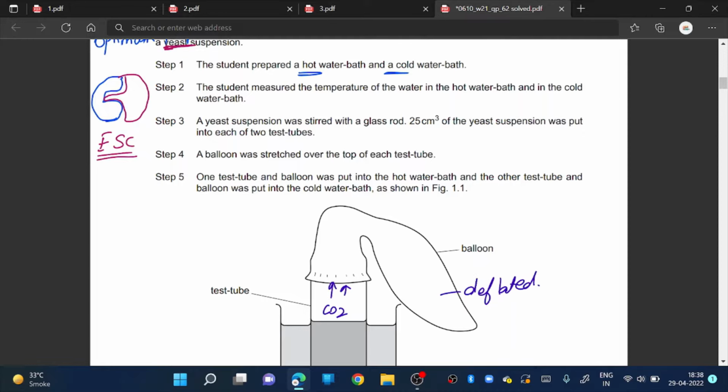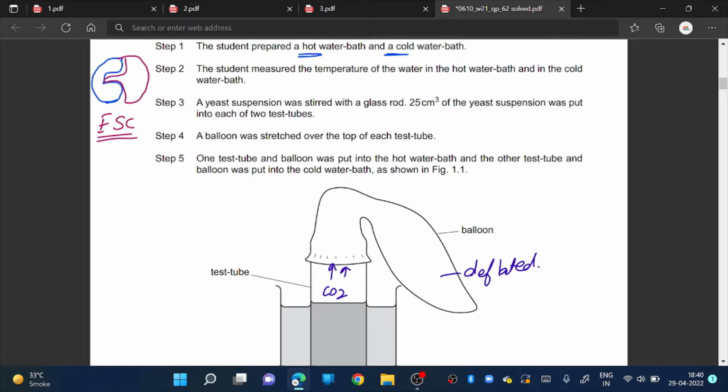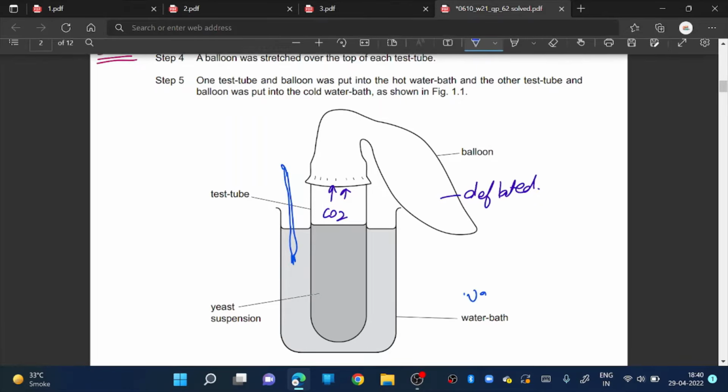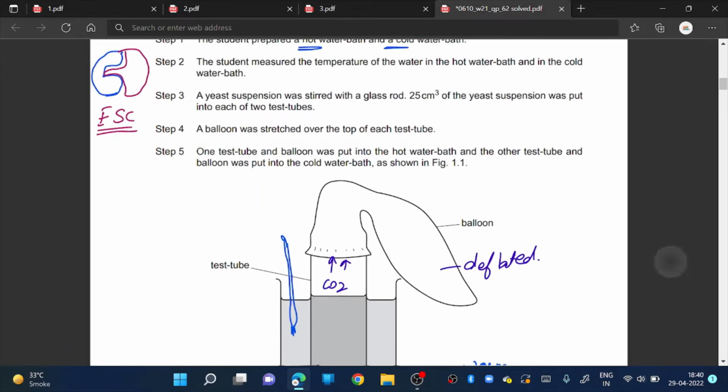The yeast suspension was stirred with the glass rod. 25 cm cube of yeast suspension was put into each of these two test tubes. Now, for maintaining the water bath, it is always better that we use a thermostatically controlled water bath. I will deal with that in the later part of the paper. But apart from that, you can also insert a thermometer over here and keep on monitoring if it is a warm water bath.